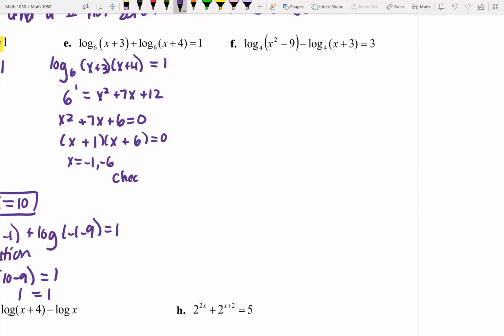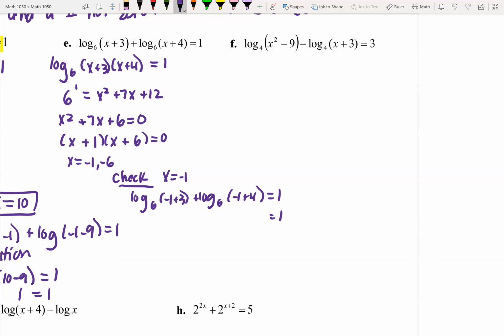Write the word check. Then put x equals -1. Then go log base 6 of -1 plus 3 plus log base 6 of -1 plus 4 equals 1. Everybody freeze for just a second. Am I taking the log of a negative right here? I'm not. So I'm thinking this is going to work. So if I put it in and I get something other than a 1, I either put it in wrong or I solved it wrong. One of those two things happen, okay?